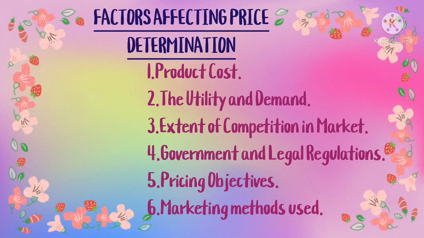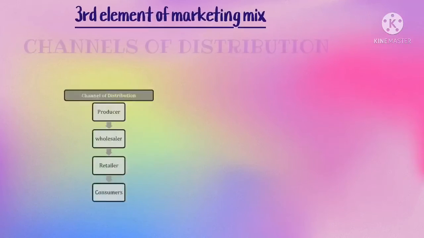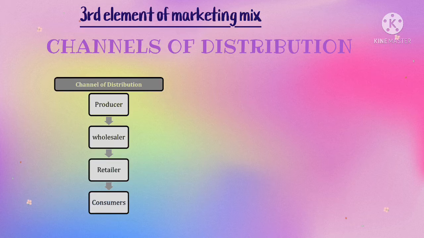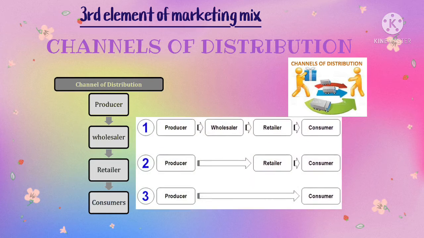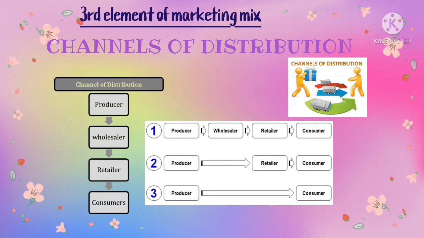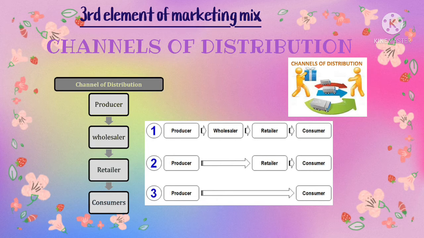So with this we have completed the factors affecting price determination. Next is the third element of the marketing mix, that is channels of distribution. Okay, so channels of distribution include producers, wholesalers, retailers, and the consumers.